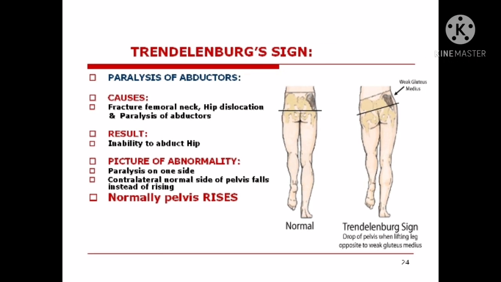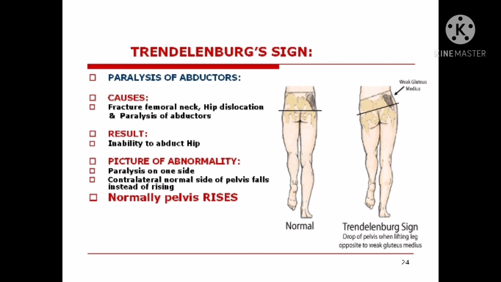Now some clinical conditions about the gluteal region. The Trendelenburg sign. It is due to paralysis of the abductor muscles. The causes are fracture of the neck of the femur, hip dislocation, and paralysis of the abductor muscles. The result is inability to abduct the hip joint.